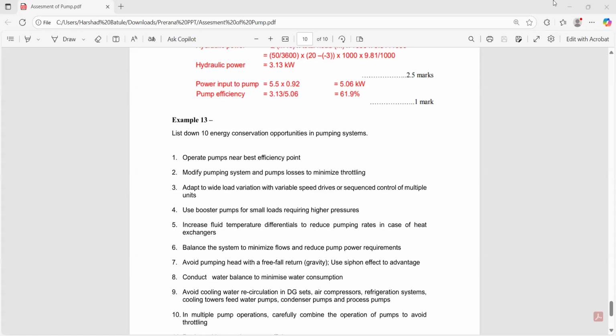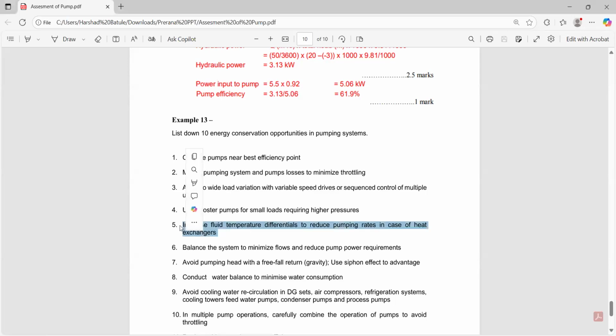Means your total pressure is governed by the third floor. So your 20 m cube per hour flow rate can be given by the booster pump in the line. So your entire pump need not do more work. Your first and second floor can be catered by the main pump, and your booster pump can deliver only the third floor pumping requirement.